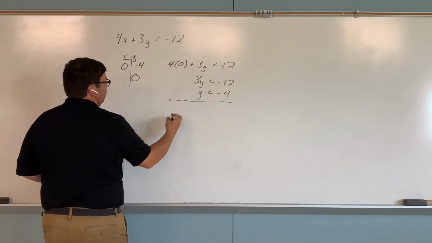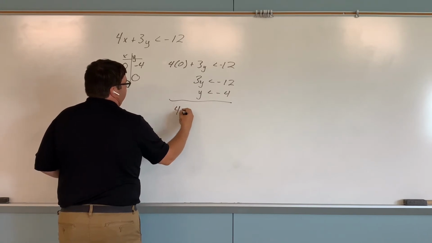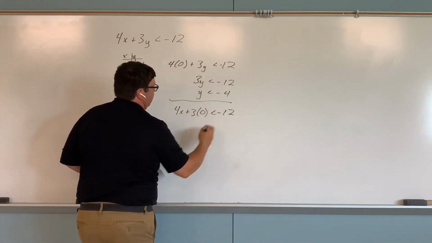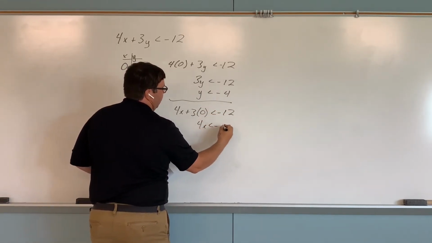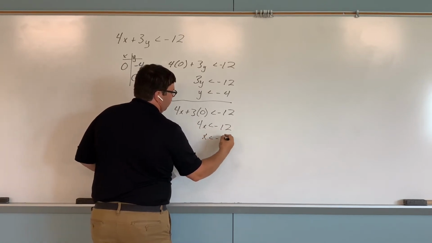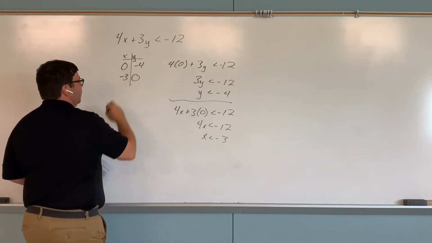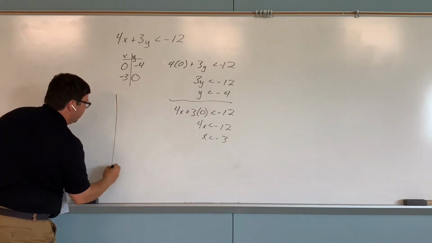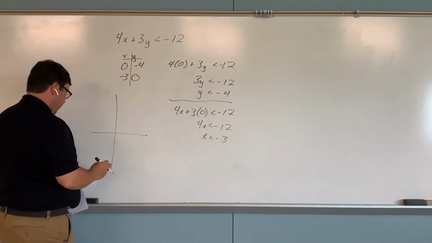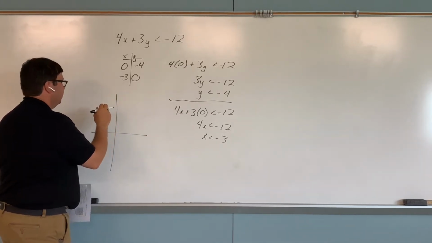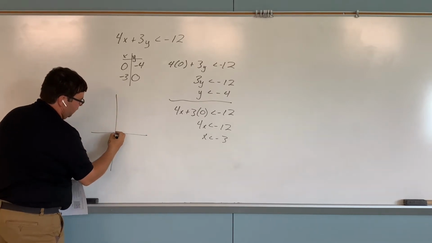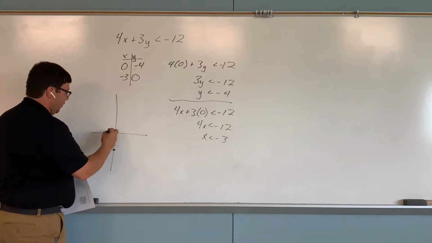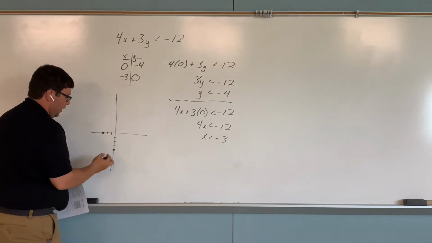My next value, I have 4x plus 3 times 0 is less than negative 12. 4x is less than negative 12, or x is less than negative 3. So I'll use negative 3 here. So far, nothing out of the ordinary. Let's go ahead and plot. So at 0, negative 4, I have a point. So 0, negative 4, and negative 3, 0, right there.